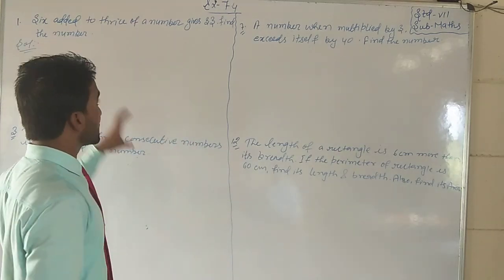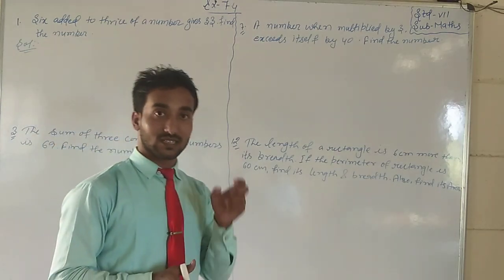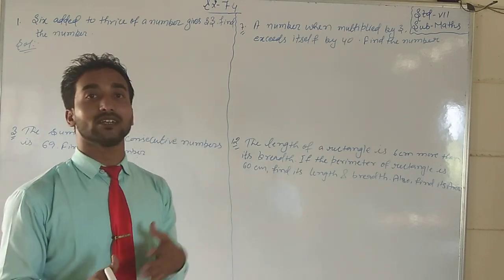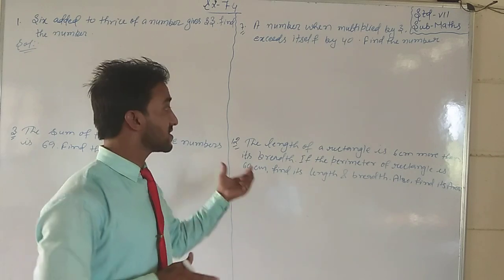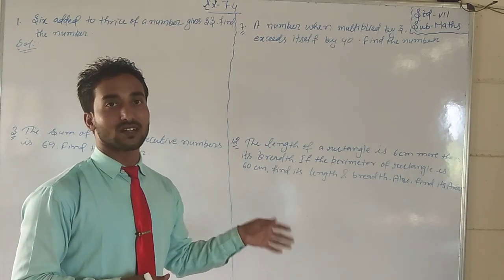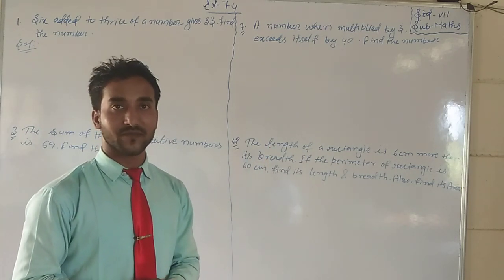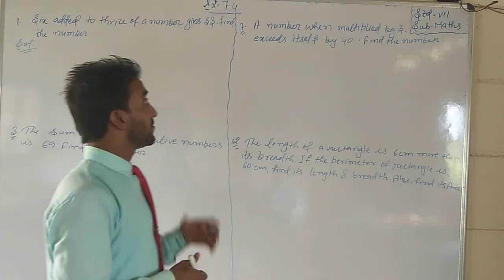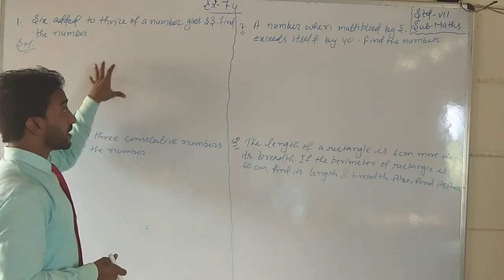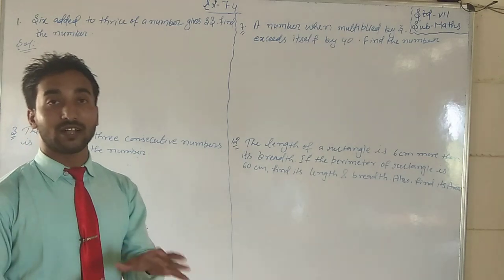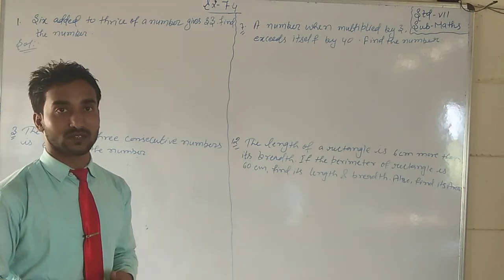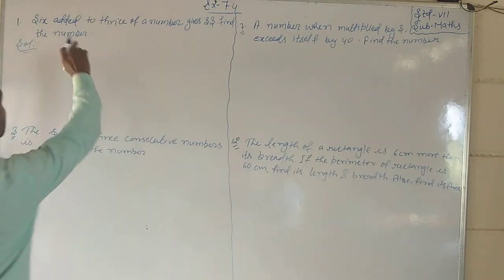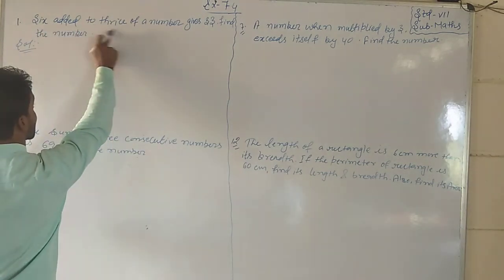See, in this exercise, students, we have to make an equation. If we are successful in making an equation from the given sentences, it means the answer will be calculated very easily. So before making the equation, read the question at least 4-5 times until you get a completely right equation. Okay. See, 6 added to thrice.